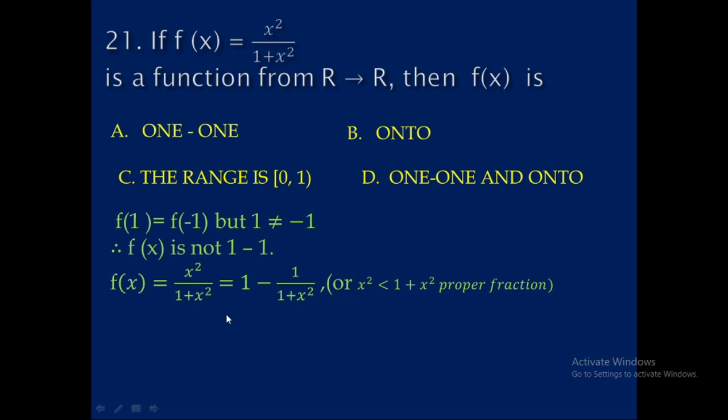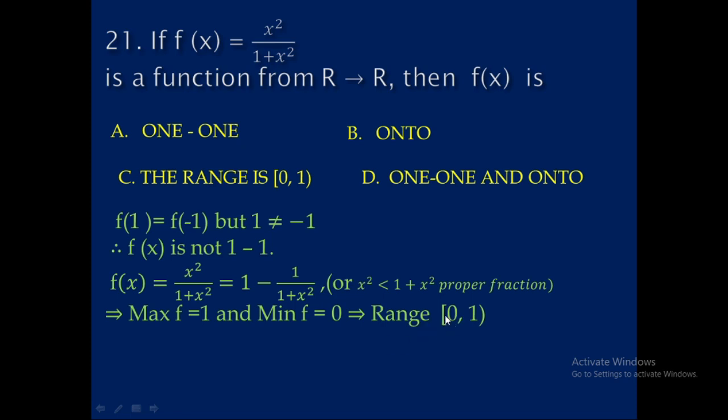Just remember, or rewrite this function: x square divided by 1 plus x square. Here you can write by adding and subtracting 1 in the numerator: 1 plus x square minus 1, divided by 1 plus x square. 1 plus x square is greater than 1. Therefore, 1 divided by 1 plus x square is always less than 1. Subtracting from 1, it is clear? It is less than 1. The minimum value, putting x equal to 0, you get 0, and the maximum value is equal to 1.